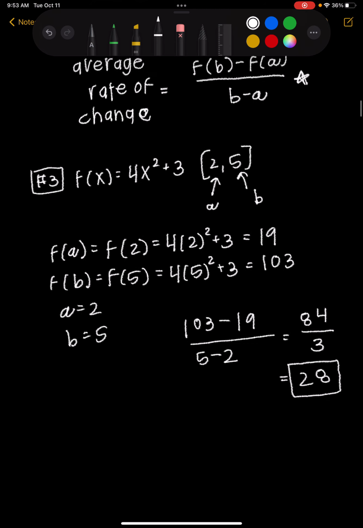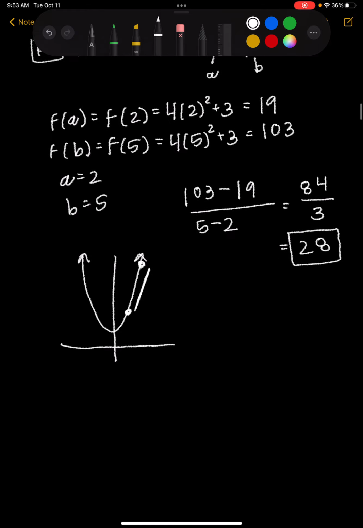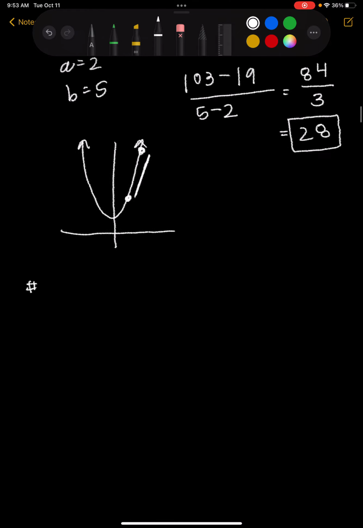Let me show you one cool thing. 4x squared plus 3 would look kind of like this on the graph. So when I ask you to find the average rate of change between 2 and 5, what I'm saying is, okay, this is where it's 2 and this is where it's 5. So I want to find that slope. And in this case, that slope is 28. Okay, now let's just try one more example.